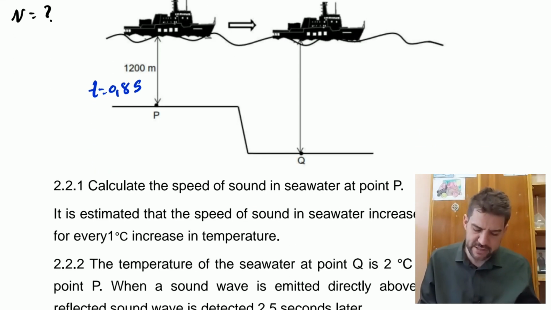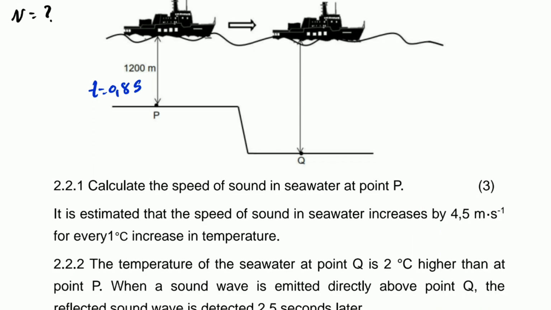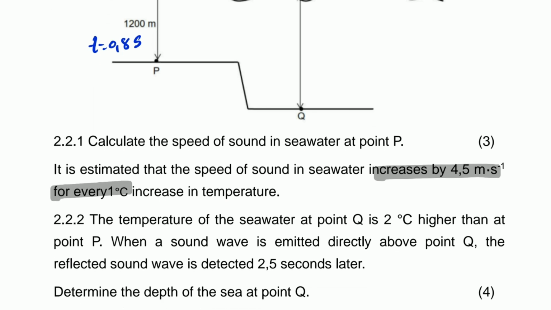It is estimated that the speed of sound in seawater increases by 4.5 meters per second for every 1 degree Celsius. They give you a new data here that I'm just not going to write. I'm going to highlight it. Increase by 4.5 meters per second for every 1 degree Celsius of temperature. The temperature of the seawater at point Q is 2 degrees higher than at point P. So the temperature at this specific point is 2 degrees higher.